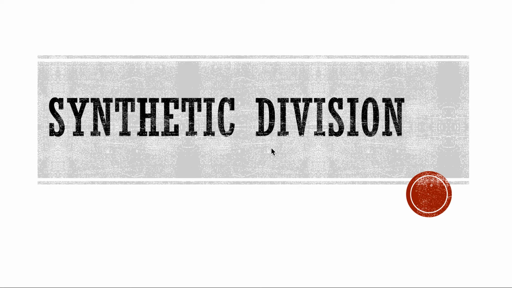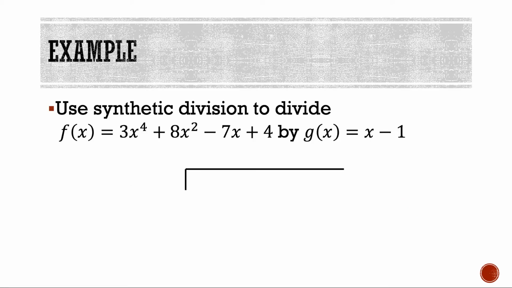We're now going to talk about the process of dividing polynomials. And we're going to do that using a method called synthetic division. Synthetic division essentially means that you are doing the division process with only the numbers, and you are leaving the variables out of the process.